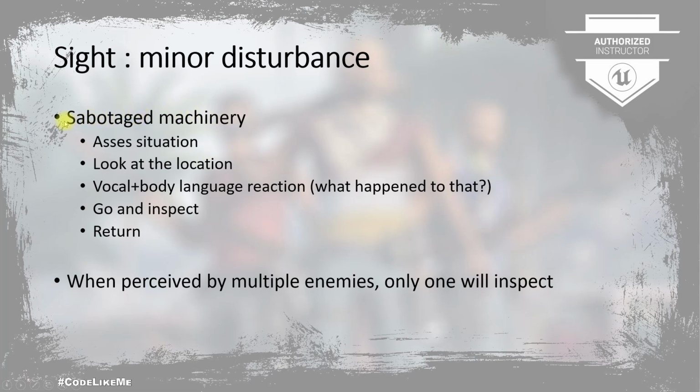So this is the basic flow. When an enemy sees sabotaged machinery, they assess the situation, that means consider whether they are in a fight or not, then look at the location and say something like what happened to that, with a suitable body animation reaction, then go and inspect, and if they can't find anything, they just return. And when there are multiple enemies, not all of them would come here and search, only one of them will come and inspect.